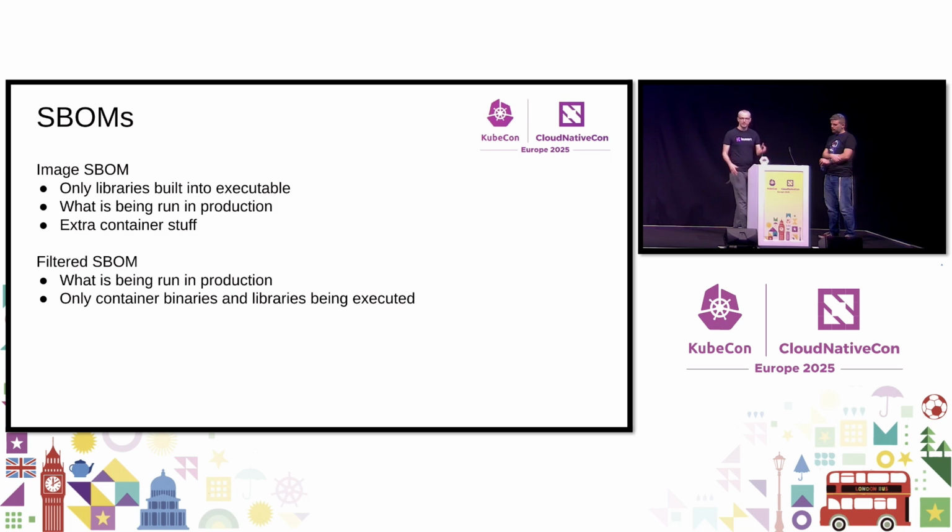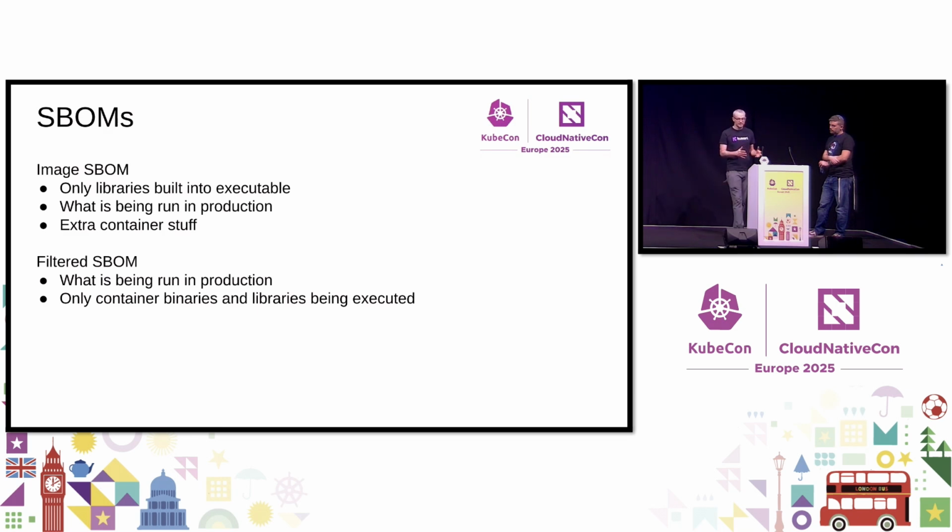And then image SBOMs, scanning the container. Again, you're not getting your dev and test type of libraries or stuff that's in the repo, that's not being built into the image. And then you're also getting all of the operating system level stuff. This is much closer to what you're running in production, but again, it's everything.